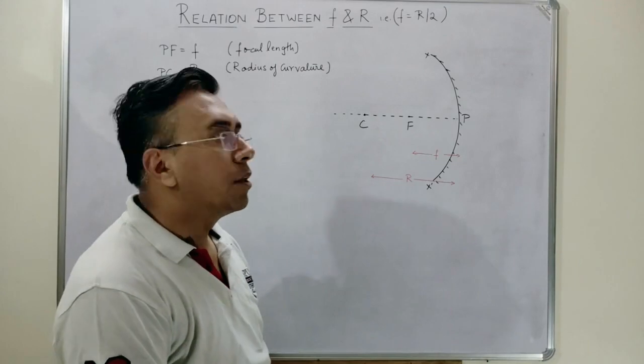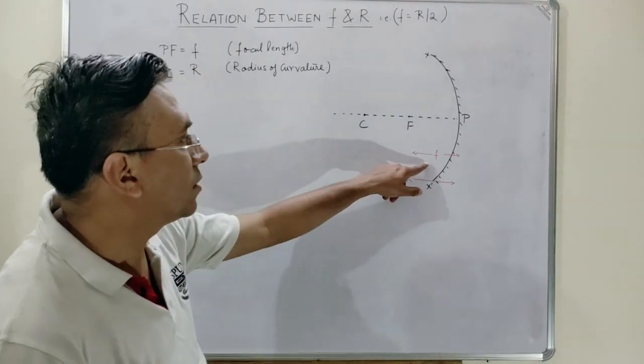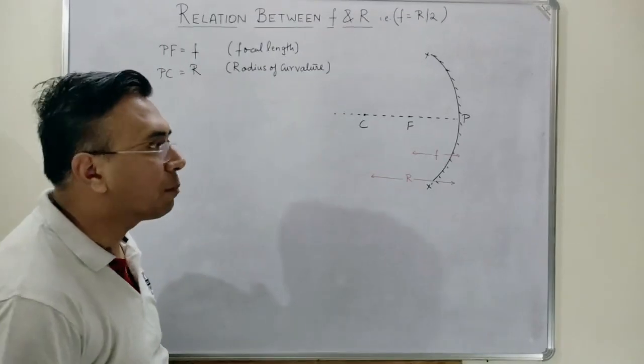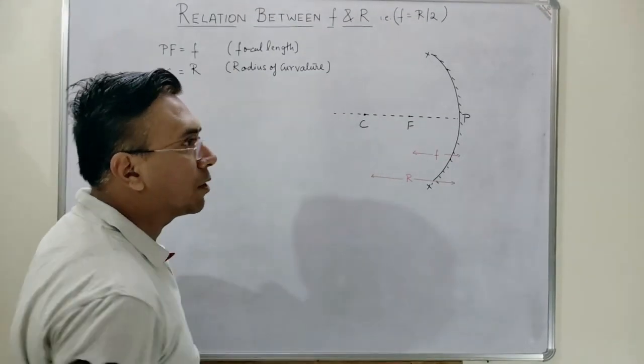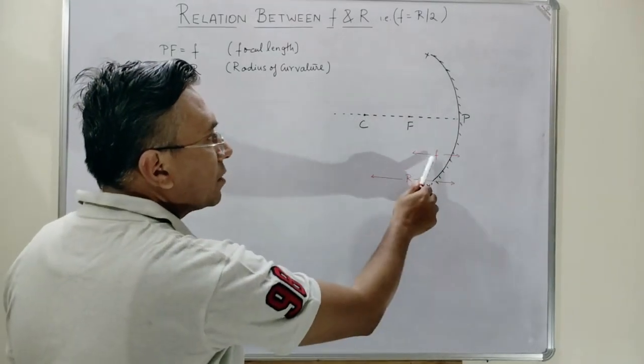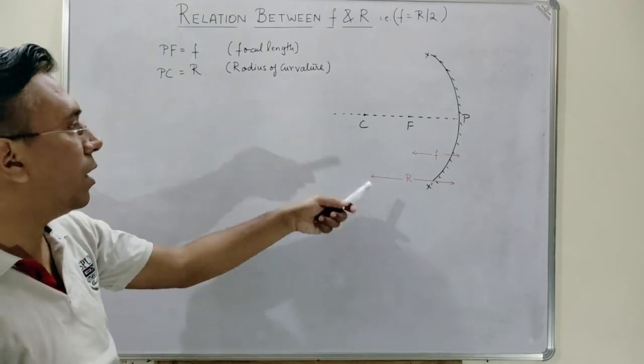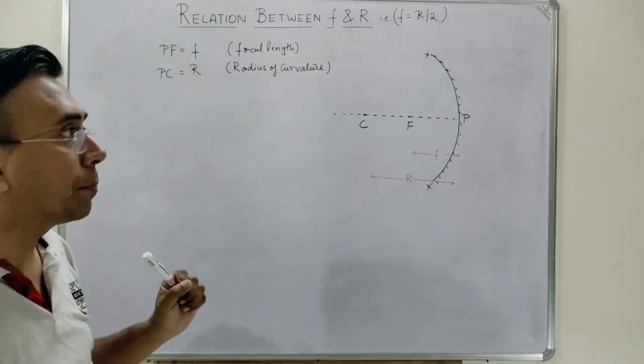Hello friends, in this video we will study the relation between f and r, where f is the focal length of the concave mirror and r is the radius of curvature. Now for this figure we can say that PF is f, which we have written over here, and PC is r, which also we have written over here.